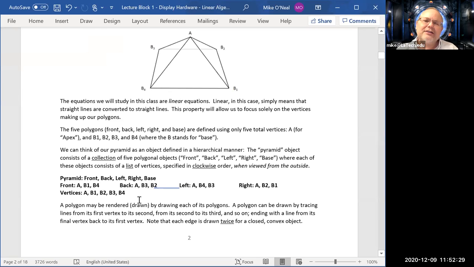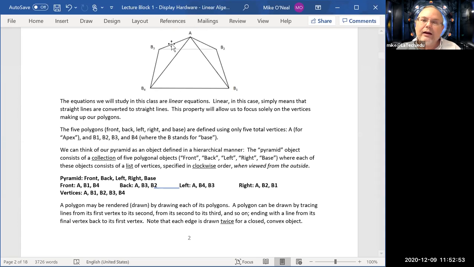What about the back face? Well, the back face is A, B3, B2, A. Wait, Mike, you drew the front face as A, B1, B2, B4, A. That was going clockwise. You're drawing this back face as A, B3, B2. Aren't you going counterclockwise, Mike?